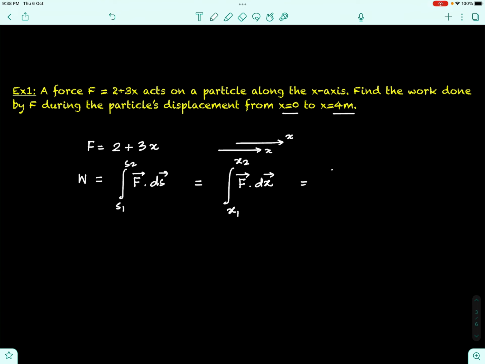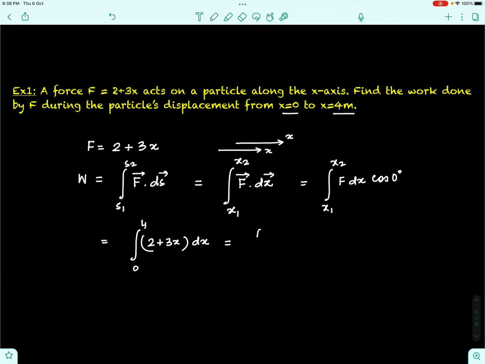See that since force is acting along the x axis, when we open up the dot product, we will get f dx into cos of the angle between force and displacement, which will be 0 degrees, from x1 to x2. Cos 0 is 1, so this goes away, and now we can substitute all the values and solve the expression. F is given to be 2 plus 3x, and then you have dx from x is equal to 0 to 4. Let us solve this.